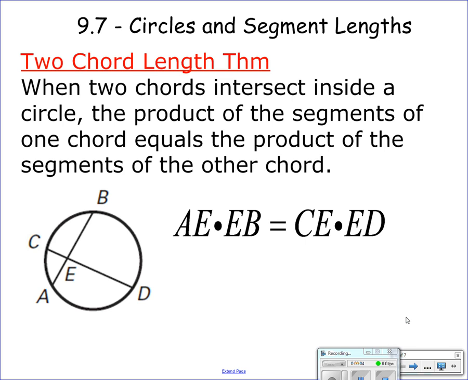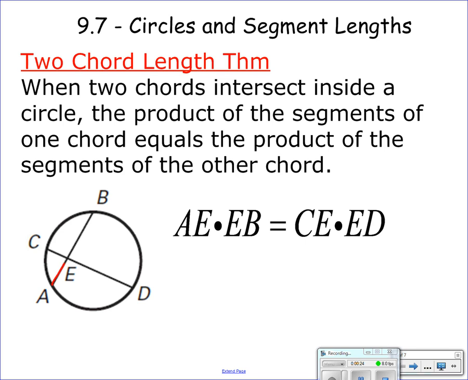Today we're going to be talking about circles and segment lengths within our circles. So, the two chords length theorem: when two chords intersect inside a circle, the product of the segments of one chord equals the product of the segments of the other chord. So let's look at what we have here.